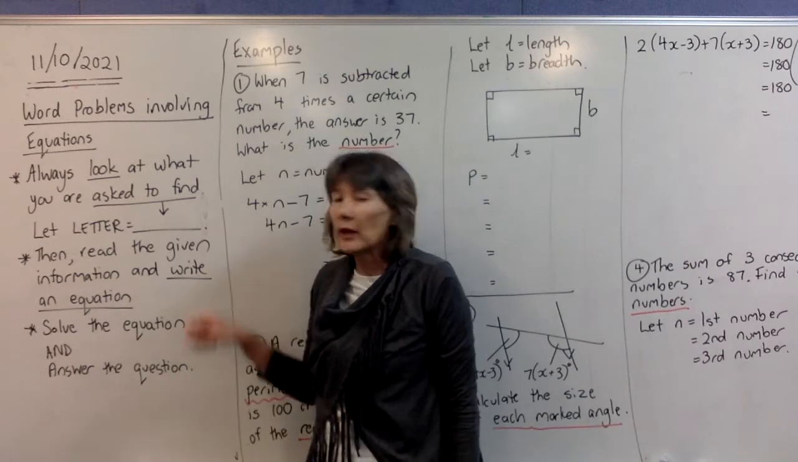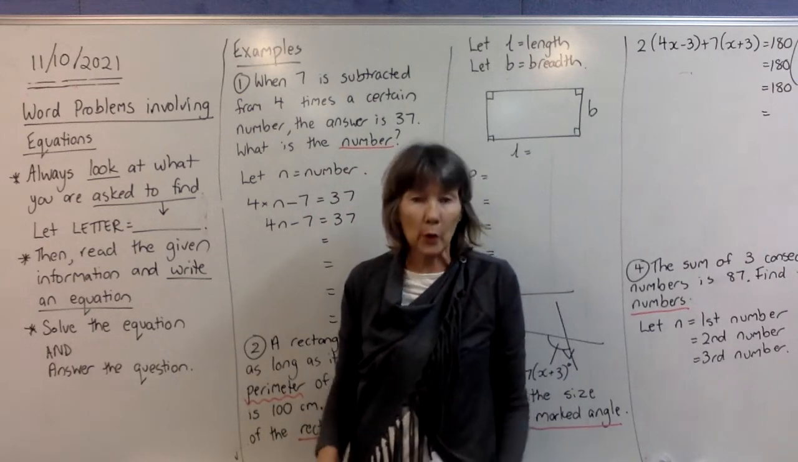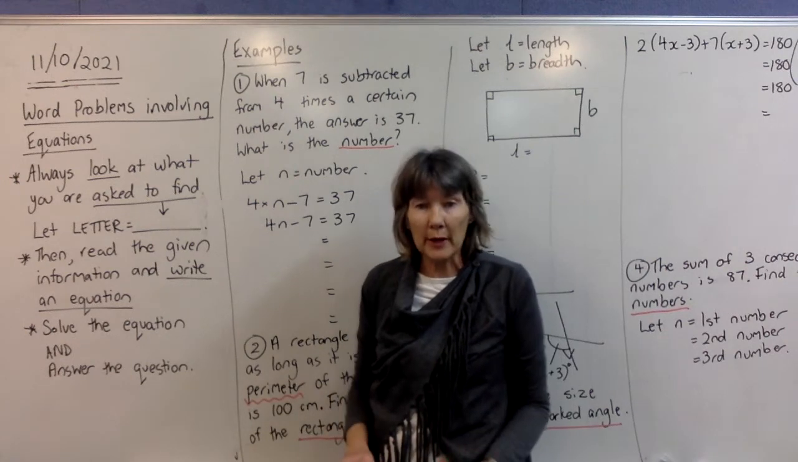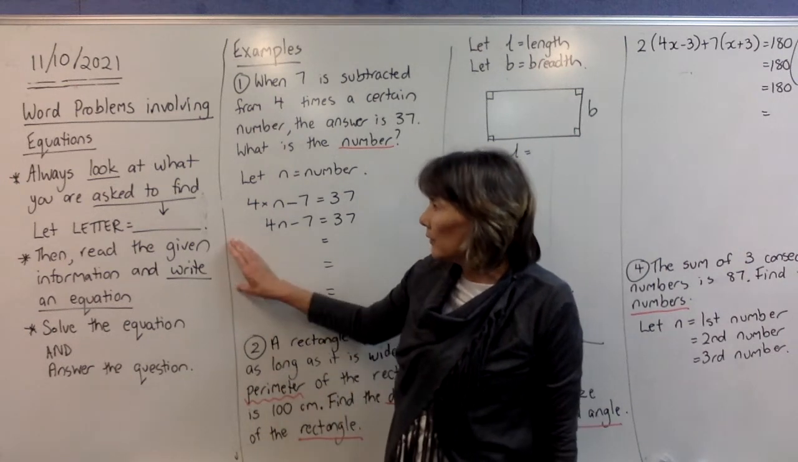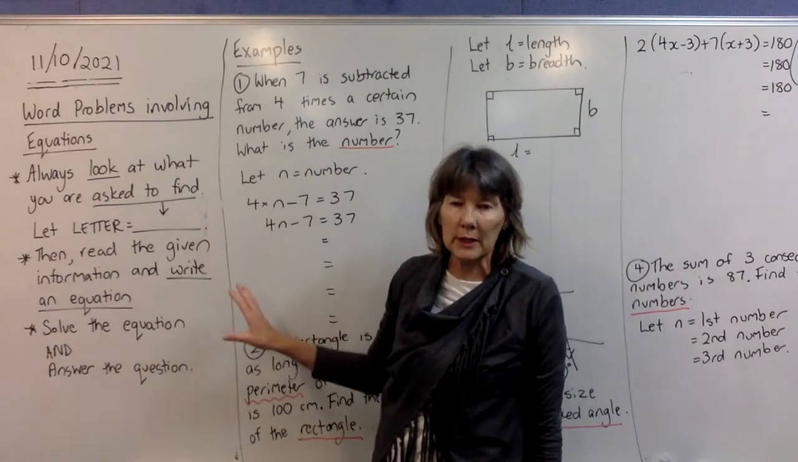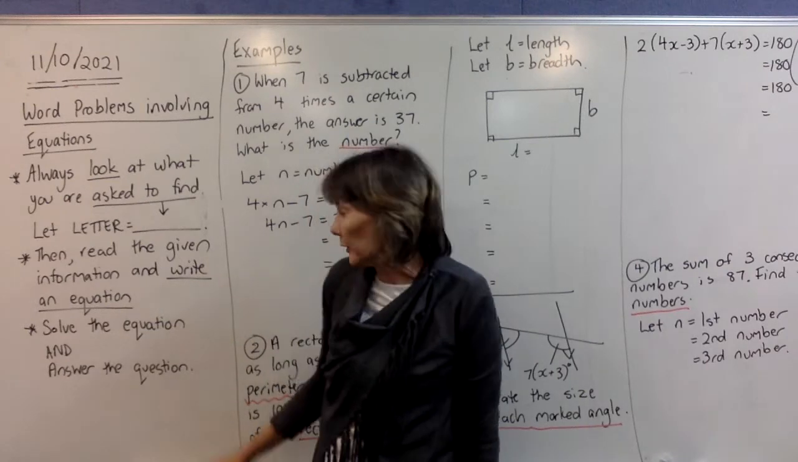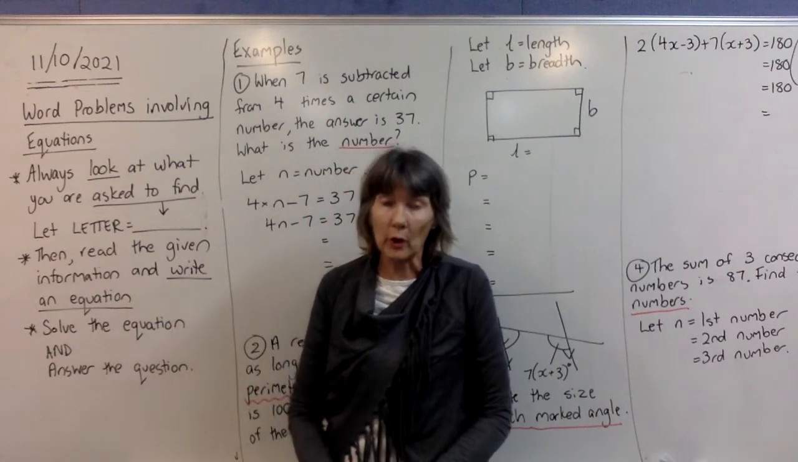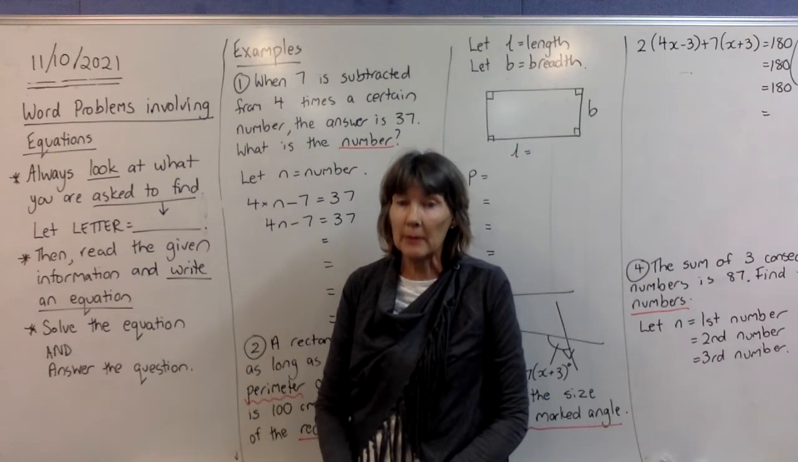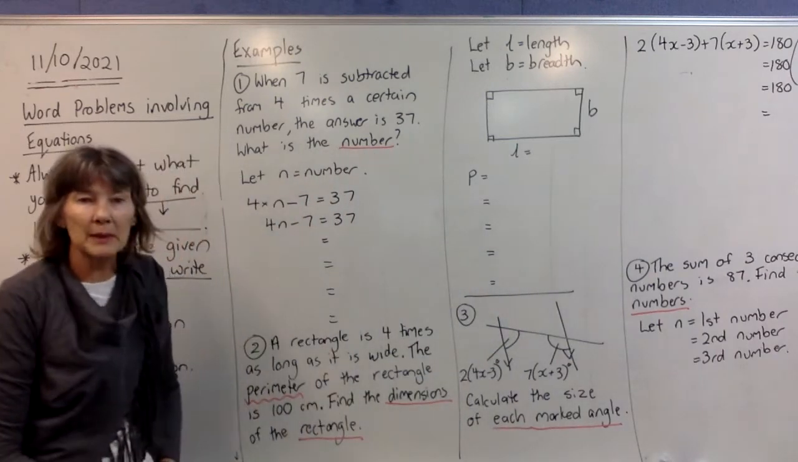Okay, after that you then go back and you read all the given information at the beginning of the question and write an equation using all that information. It will involve the letter that you've used here, but that will sort itself out as we're going. Okay, and at the end you will be solving an equation and then you'll be answering the question. Always reread the question and make sure you did actually answer it at the end. Okay, so let's have a look at some examples.